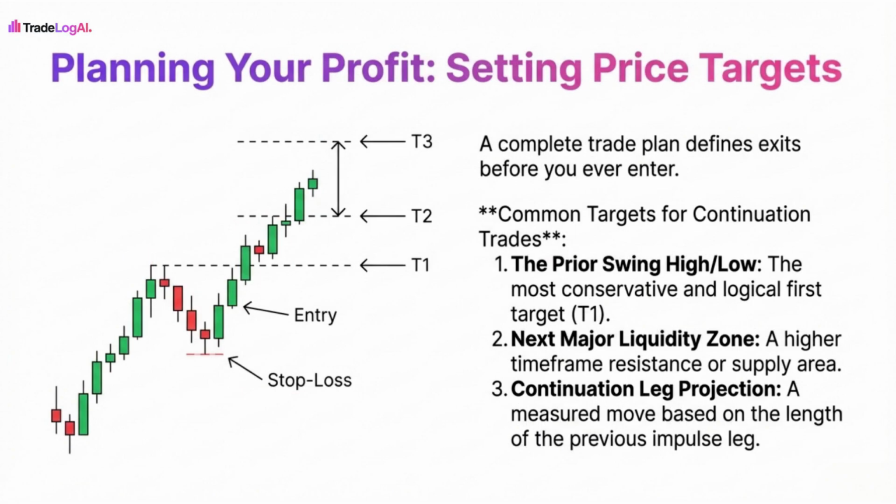A complete trade plan defines exits before you enter. This slide lays out 3 target types. First, the prior swing high-low as the conservative T1. Second, the next major liquidity zone where price may react. Third, a continuation leg projection, a measured move based on the prior impulse. Targets keep you systematic. Otherwise, emotions will manage the trade for you.